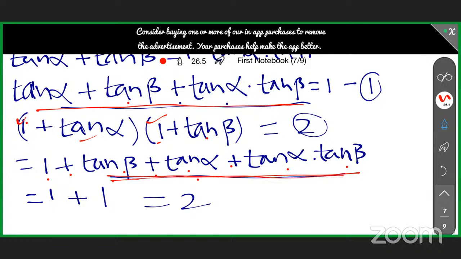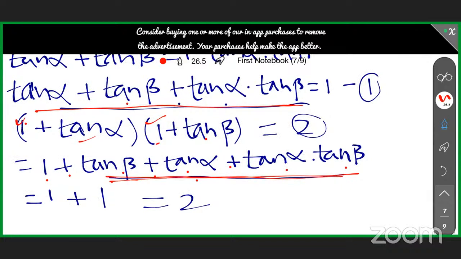Yes, yes, sir. So we'll go to the next problem of the same type, but I want you students to solve it. The next problem is of almost similar type.